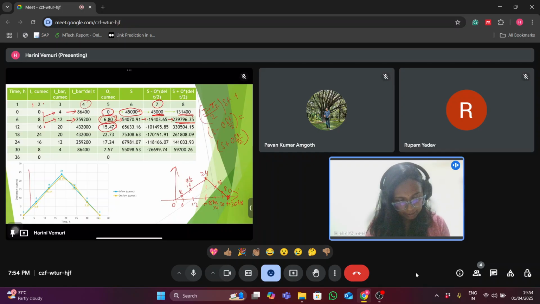You can see both the peaks are occurring at the same time step, but there is a peak attenuation which is equal to 24 minus 22.73, that is equal to 1.27 cubic, and there is no time lag. So that's how you need to solve this problem.